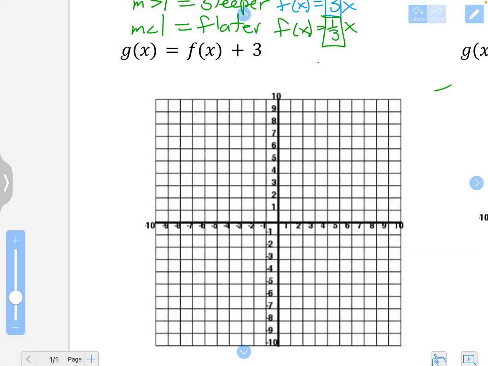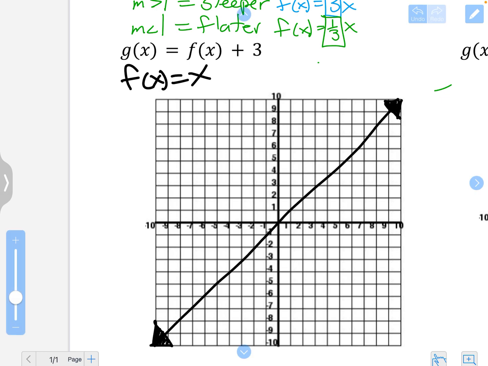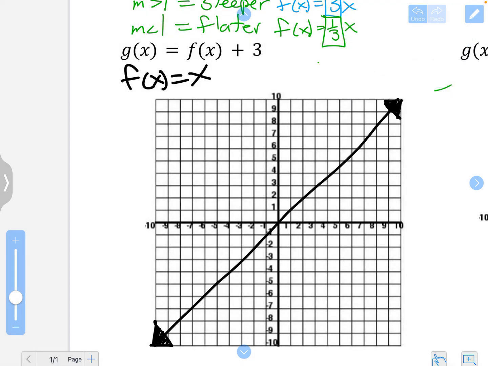So what I always want to do is graph my parent function. And my parent function is f of x equals x. And so I'm going to go from one corner of the graph to the other. I'm going to draw my arrows to show that my line goes on forever. So if we're looking at this, g of x equals f of x plus 3.